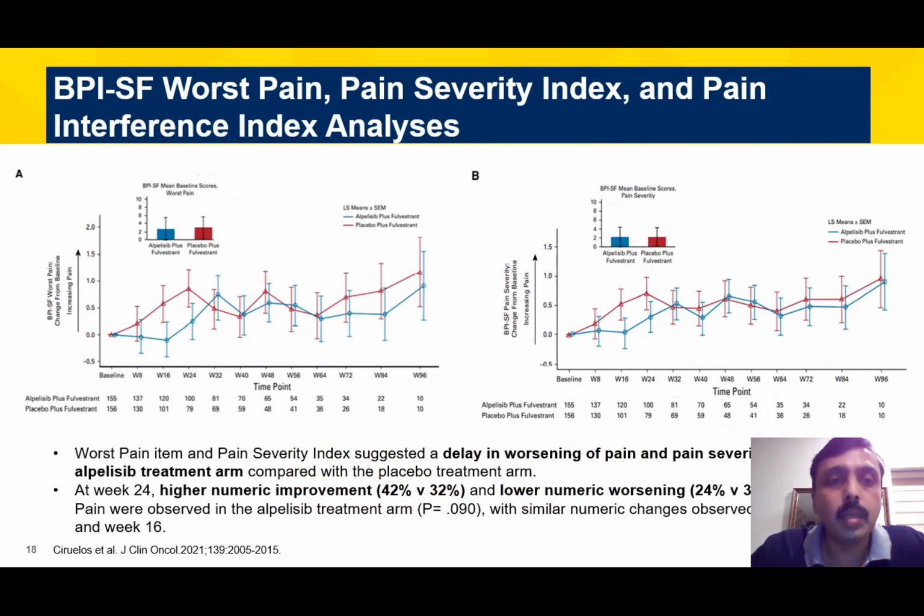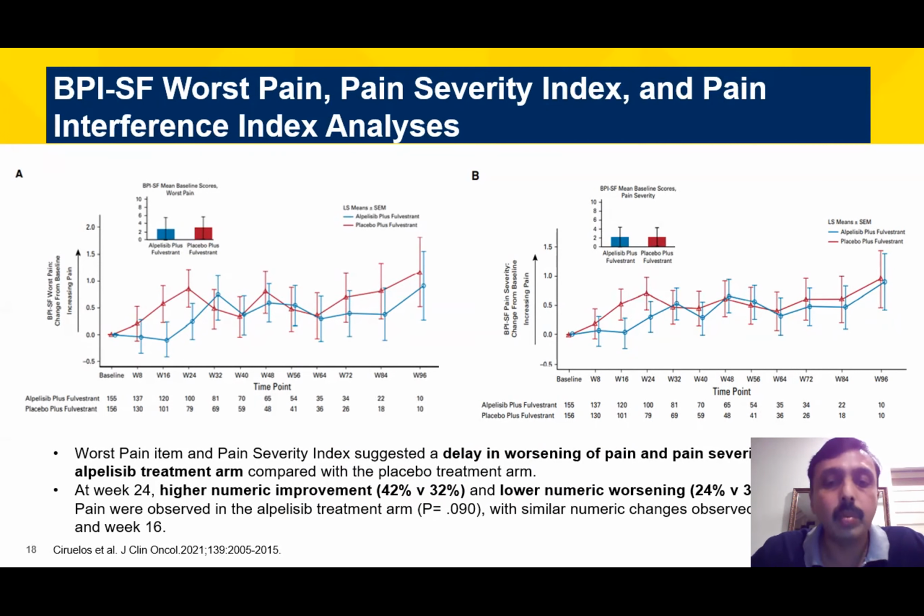Now coming to the Brief Pain Inventory short form, which deals with the worst pain, pain severity index and the pain interference index analysis. So definitely worst pain and pain severity index showed that there was a delay in the worsening of pain and pain severity with alpelisib. And at week 24, just remember that the median PFS in the placebo was around 5 months. So I think by week 24, many of them would have progressed.